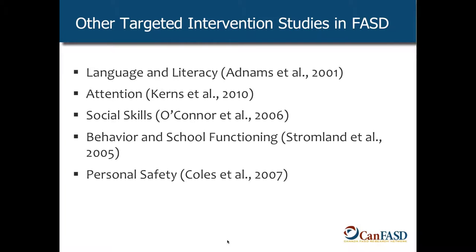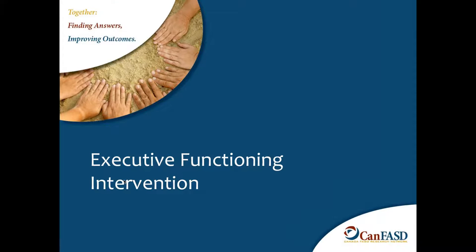When we look at other targeted intervention studies, I'm not going to talk about each of these, and this list is not exhaustive. Of course, there are other interventions in FASD, but these are some of the key ones that are out there that have shown some positive results. There have been some positive results of a language and literacy intervention program that was done in South Africa. Also, with a colleague of ours, Kim Kearns, a positive result of her attention training program. In the U.S., they've done some social skills intervention programs that have been effective, and also some behavior and school functioning interventions, and then also interventions focused on personal safety, also conducted by Claire Coles, who developed the math program. So right there, I think I'm going to hand it over to Jackie, because she's going to go into a couple of other targeted interventions and some of the more process-specific ones.